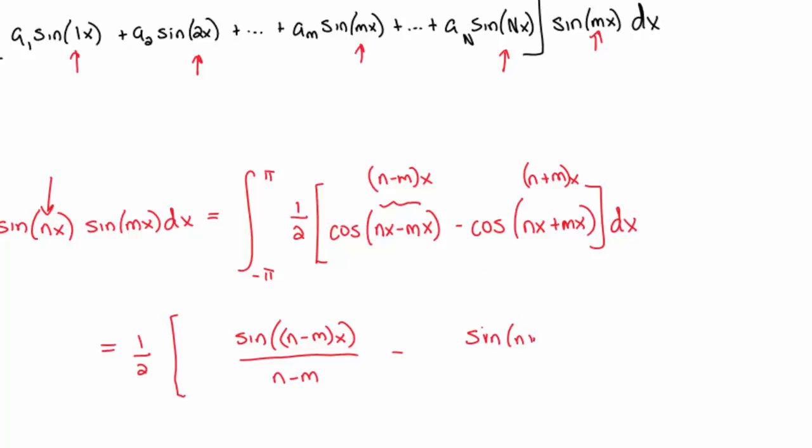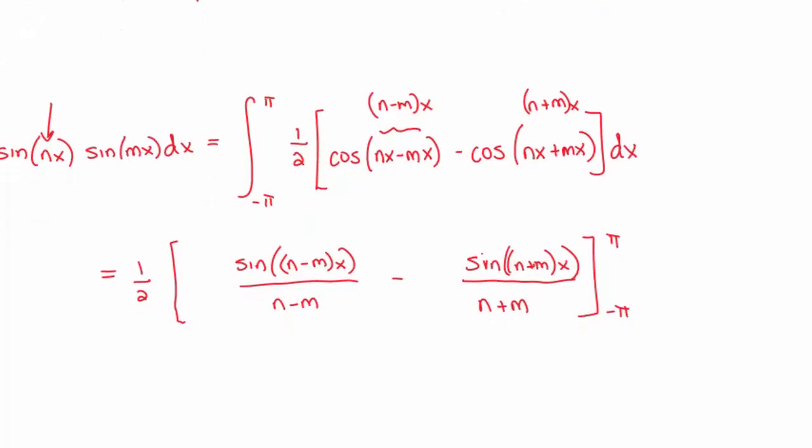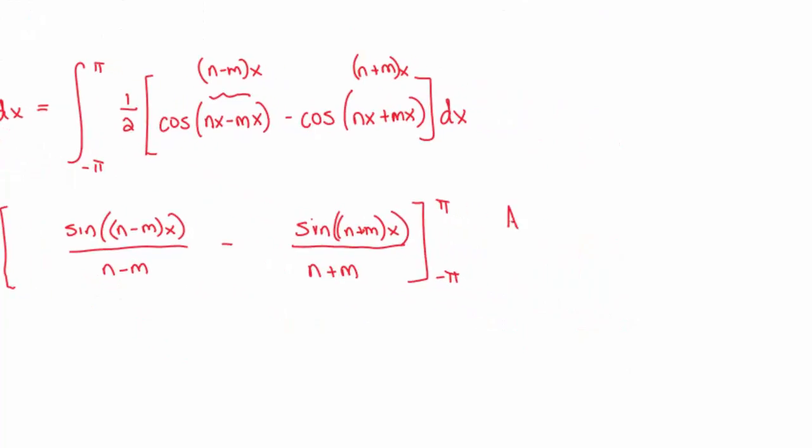And we have n plus m times x. And of course, we were multiplying x by n plus m, so the antiderivative will have a division by n plus m. And we're going to evaluate this from negative pi to positive pi. Now, there's somewhat of an assumption here. This is assuming n is not equal to m.